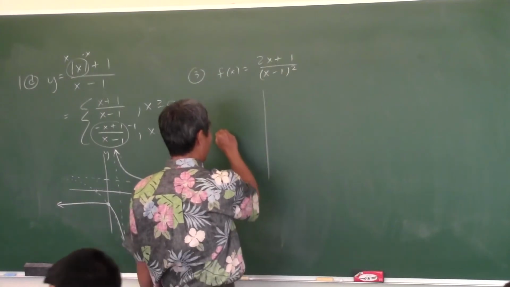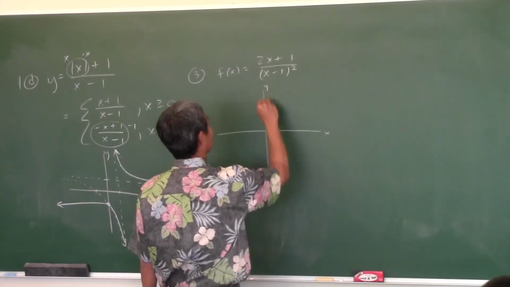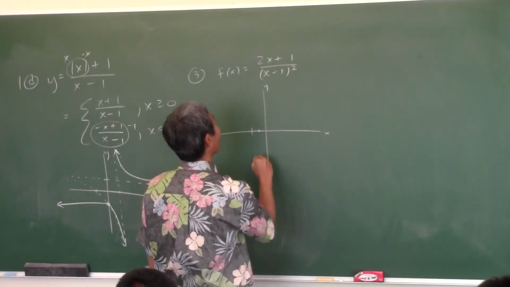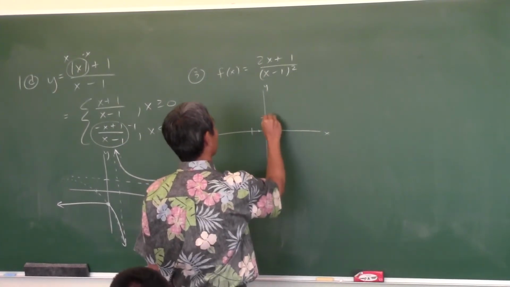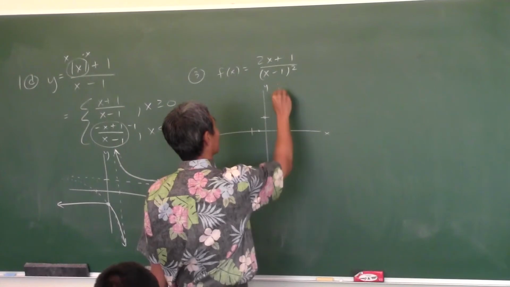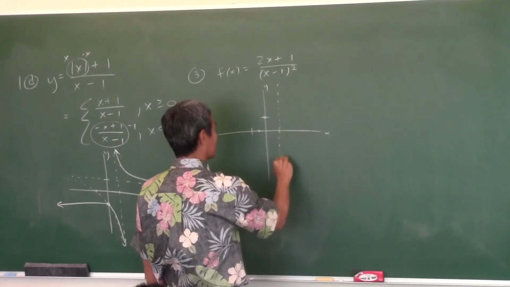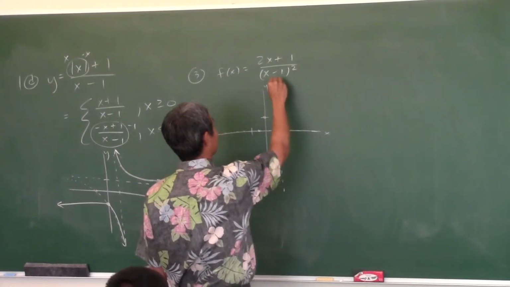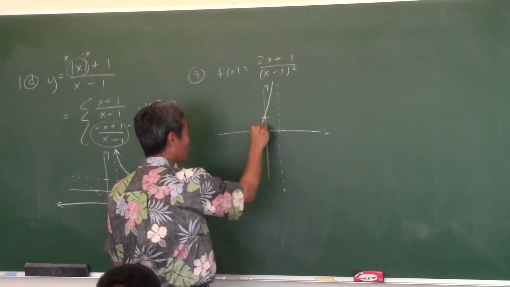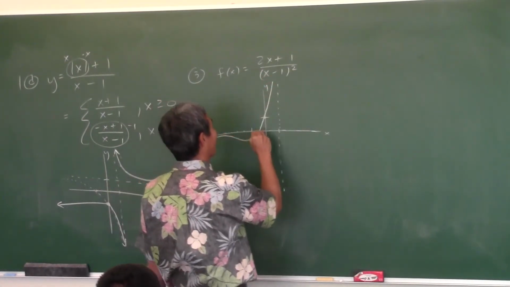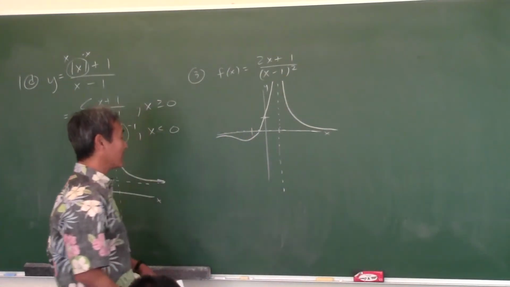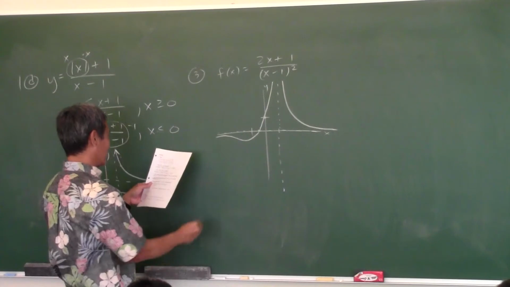Okay, did you draw the graph? X-intercept, negative half. Y-intercept, 1. Vertical asymptote, x equals 1. Horizontal asymptote, y equals 0. So the graph looks like this. And then, okay, now answer the questions.